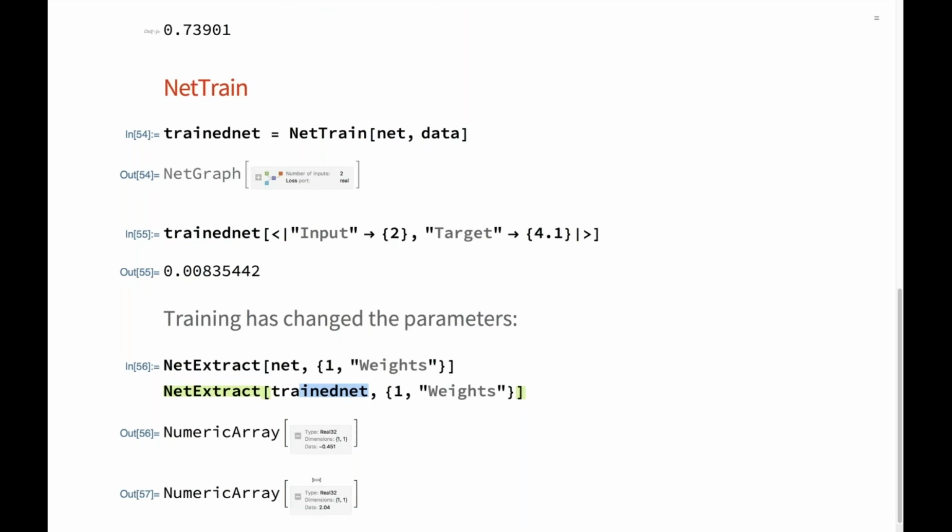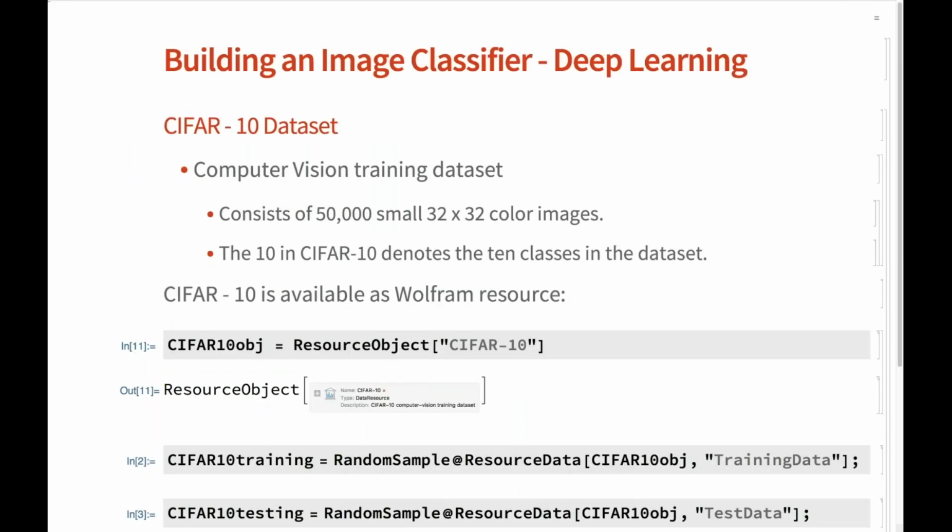And that is why I get a more accurate result after training. So this is how the neural nets are developed and created in Wolfram Language. So let's move forward, and now we will perform some deep learning on images. For that, we'll be developing an image classifier neural net.